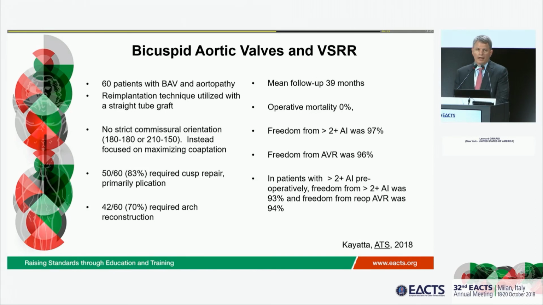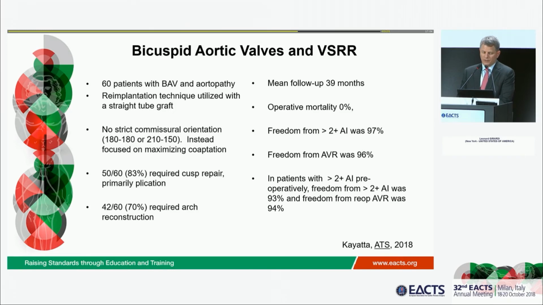And we've heard a lot about bicuspid valves, both with and without valve-sparing techniques. Isolated bicuspid repairs are a separate issue, but within the realm of valve-sparing surgery, again, a lot of work has been done and a lot more needs to be done looking at these outcomes. One most recent study that is about to come out in the Annals of Thoracic Surgery looked at a small group of 60 patients with bicuspid valve-associated aortopathy at Emory University in Atlanta. Reimplantation techniques were utilized, and a straight tube graft, not a Valsalva graft, was used for a reimplantation valve-sparing operation. Interestingly, they did not follow strict commissural orientation. They did not use a 180-180 or 210-150 configuration that many of us use, instead focusing on just maximizing coaptation with the orientation of their commissures.